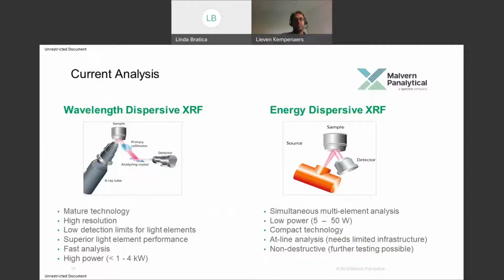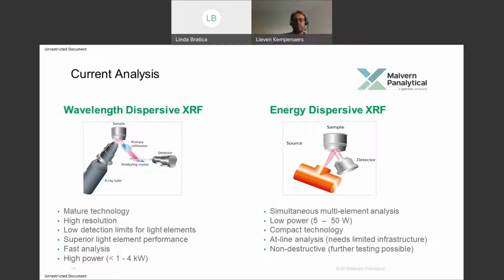What I mentioned before, in XRF spectroscopy, there are two main technologies, you can say. The first one on the left-hand side, we call wavelength dispersive XRF, and on the right-hand side, it's the energy dispersive. I don't want to go into the detail of how the technique works, but I want to highlight the pros and the cons of the method. On the left-hand side, wavelength dispersive XRF is a very mature technology. It's been there for at least 50, 60 years.